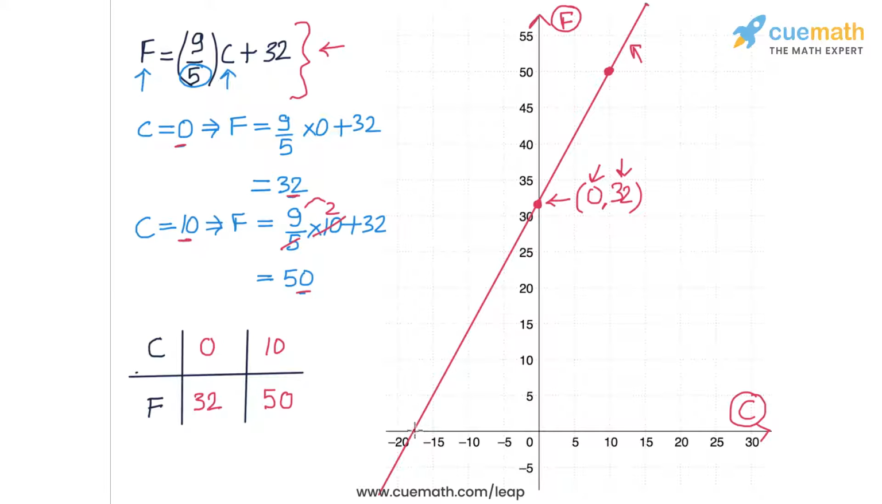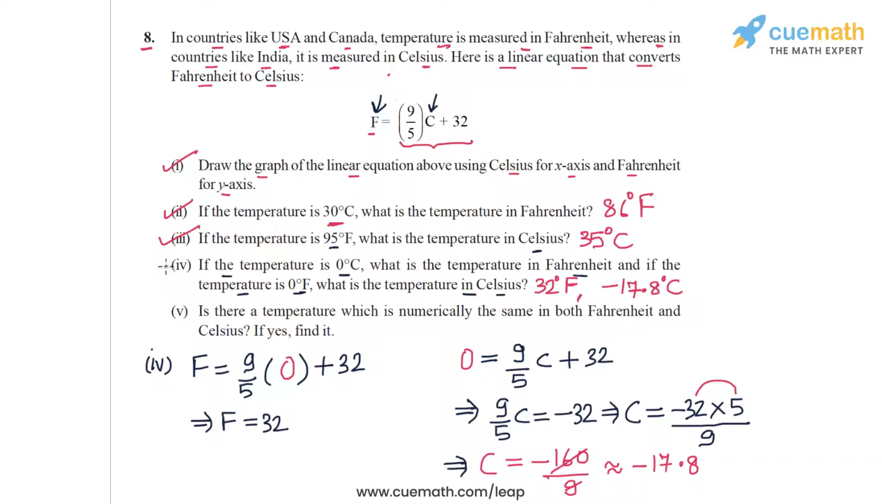And this line intersects the C axis, the horizontal axis, at this point. So this point corresponds to a y coordinate of 0. So y coordinate is 0, that means Fahrenheit temperature is 0, and we can see that the Celsius value is around minus 17. It's actually around minus 17.8. So this point has the coordinate minus 17.8, 0, and this basically means that for a Fahrenheit temperature of 0 degrees, the Celsius temperature is minus 17.8 degrees. Alright, so that completes question 4, and now we have to do part 5.